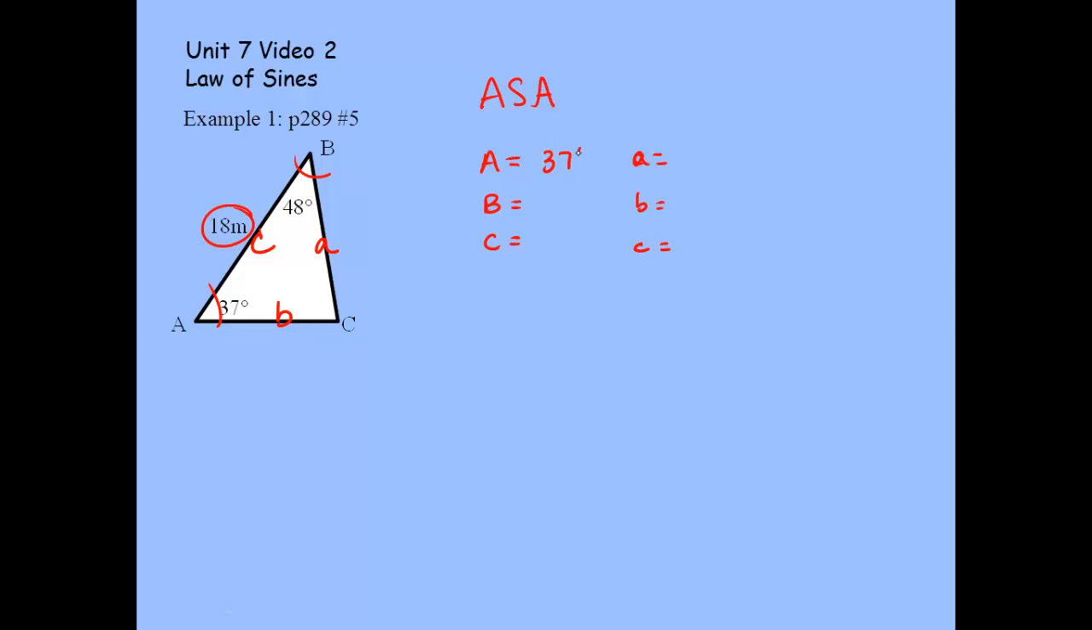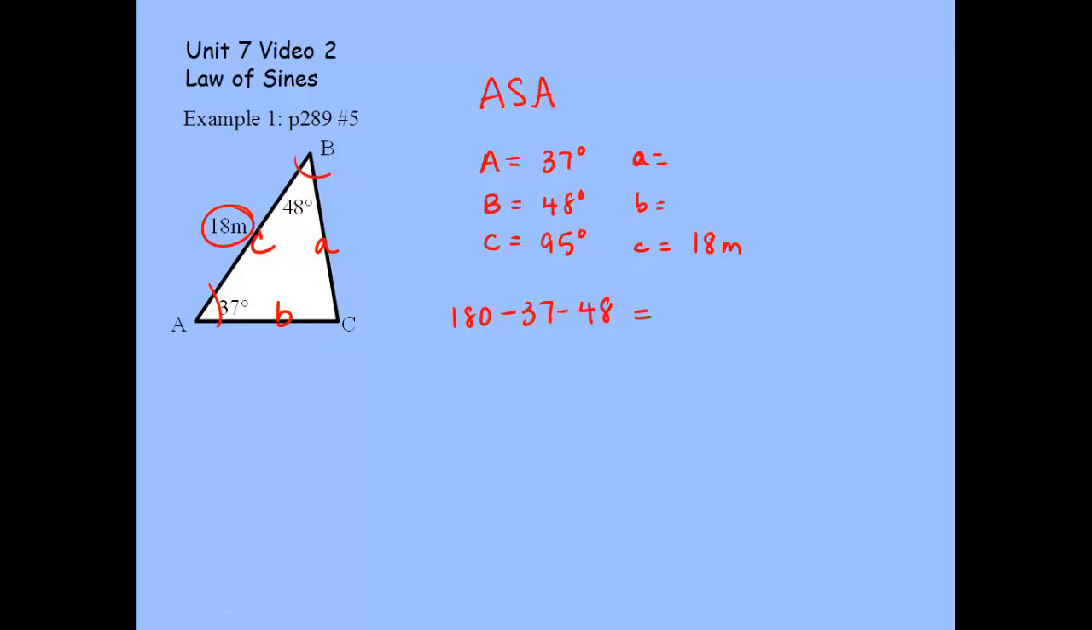Angle A is 37 degrees, angle B is 48 degrees, angle C I don't know. Side A I don't know, side B I don't know, and little c I do know is 18 meters. We don't have to use any special trick to find angle C. We know that the sum of the angles in a triangle is 180 degrees. So knowing that, I can subtract the other two known angle measures to find the missing angle measure. So 180 minus 37 minus 48 will lead me to angle C, 95 degrees.